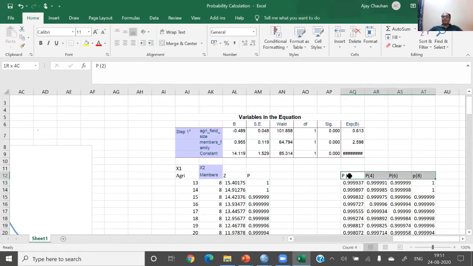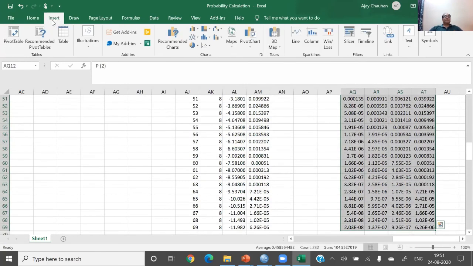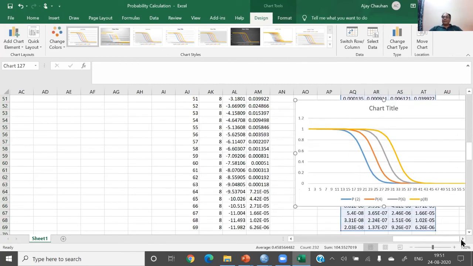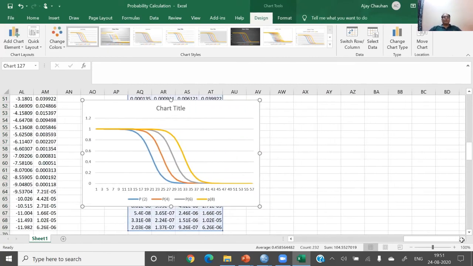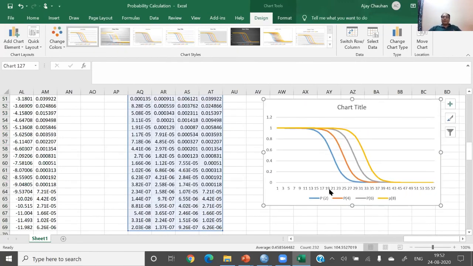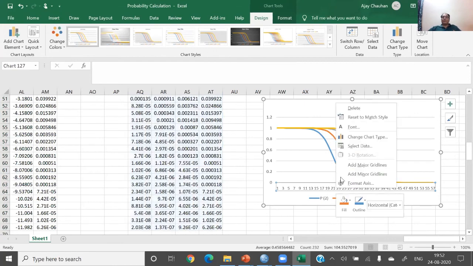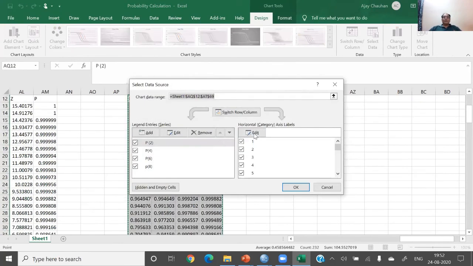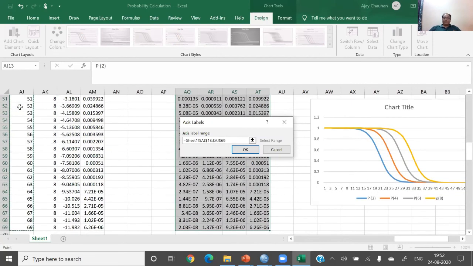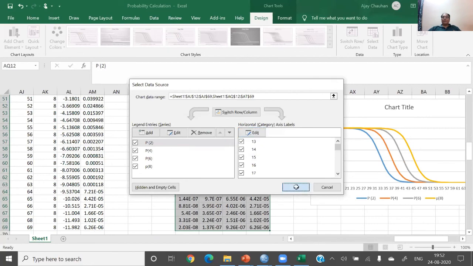Insert graphs. So this is the probability curve with interaction with the members of the family. The value I have to change, select data. The data is actually from 13, so the agriculture field is this. Now we have the real data. This plot you should take into the research paper.